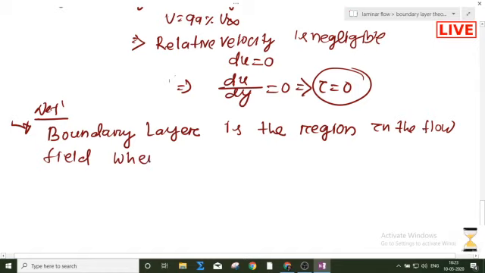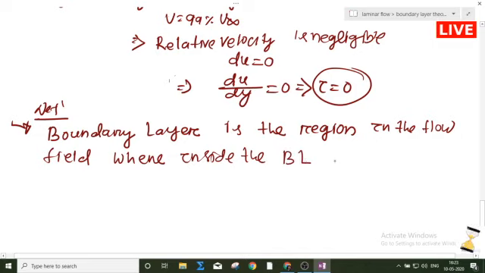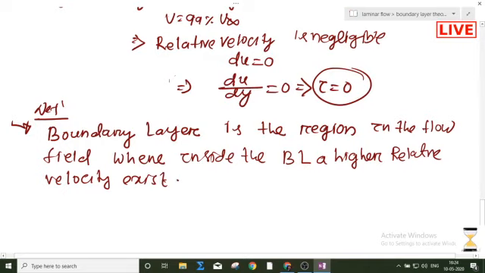where, inside this boundary layer, a higher relative velocity exists. A higher relative velocity will exist. Okay, so that is the thing.